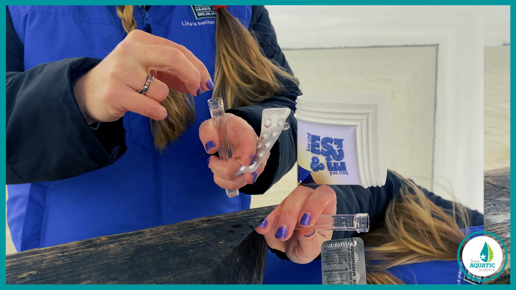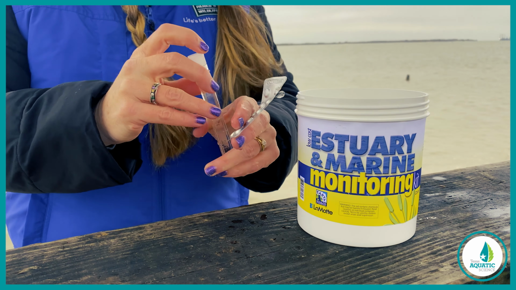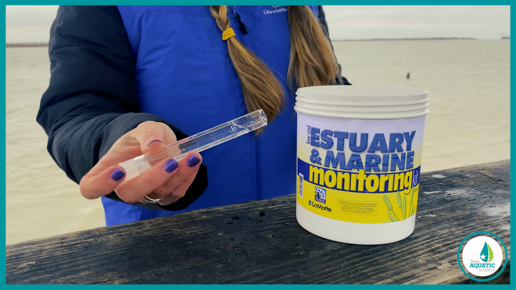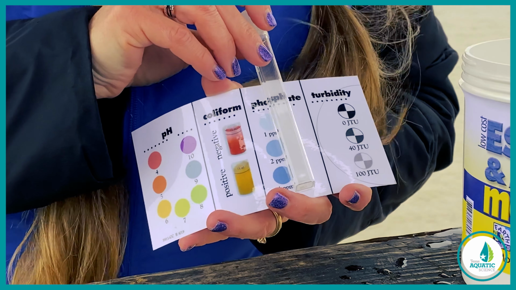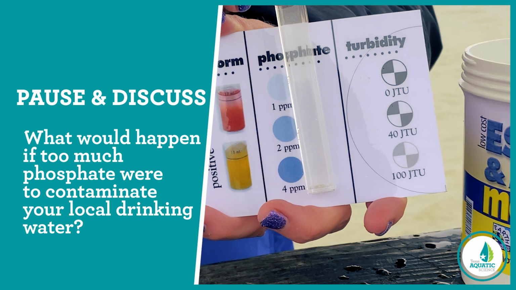Add 1 phosphate tab. Cap the tube and mix by inverting until the tablet has disintegrated. Wait 5 minutes. Then compare the color of the water sample to the color chart provided. Let's pause the video and take a moment to record the data and discuss what would happen if too much phosphate were to contaminate your local drinking water.